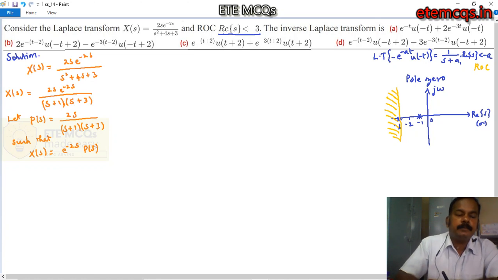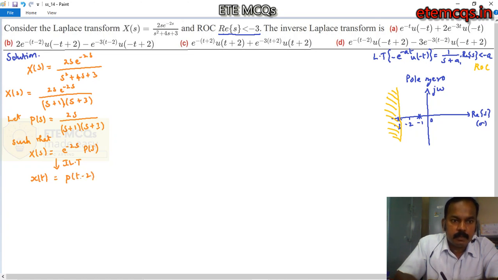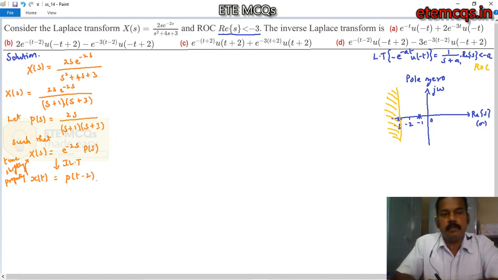We are supposed to find the inverse Laplace transformation of P(s) first. If you take the inverse Laplace transform, based on the time shifting property, X(s) becomes x(t), which is equal to e^(-2s) into P(s) becoming p(t minus 2). This is what you mean by time shifting property of Laplace transform.